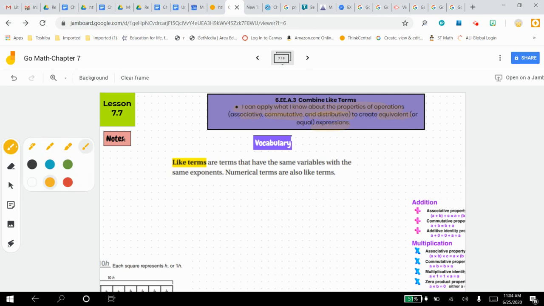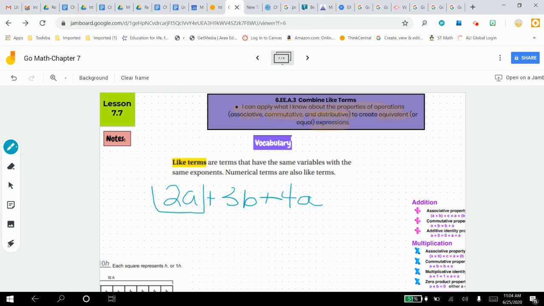As an example today, if I have 2a plus 3b plus 4a, I'm going to take the terms that are in the box. These are alike because they have a coefficient and a variable that are the same. 3b is not a like term because it has a b. So basically, you can combine the terms that are like using the same operations that you see here.